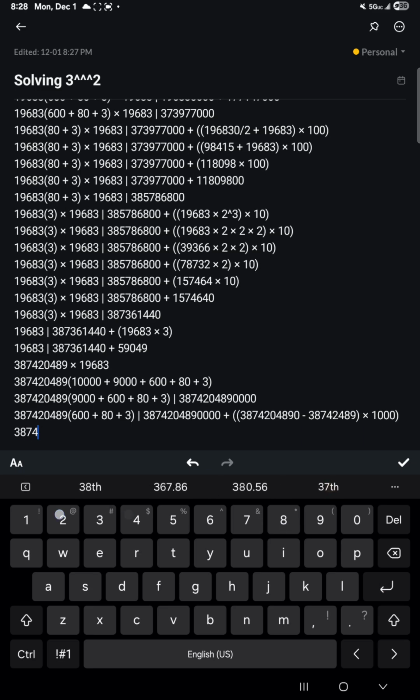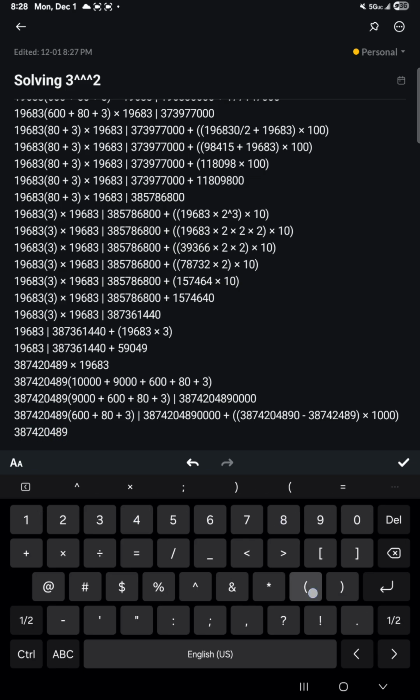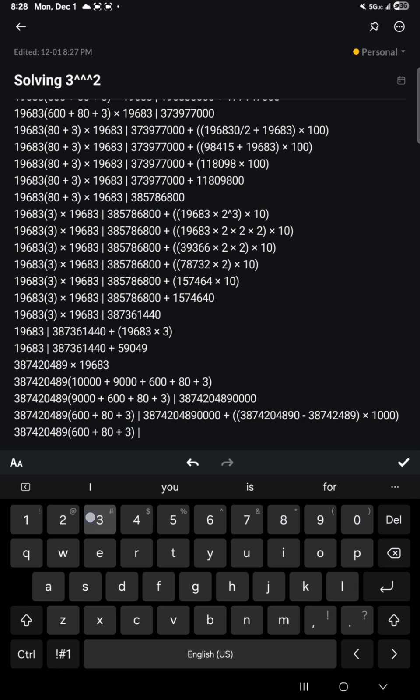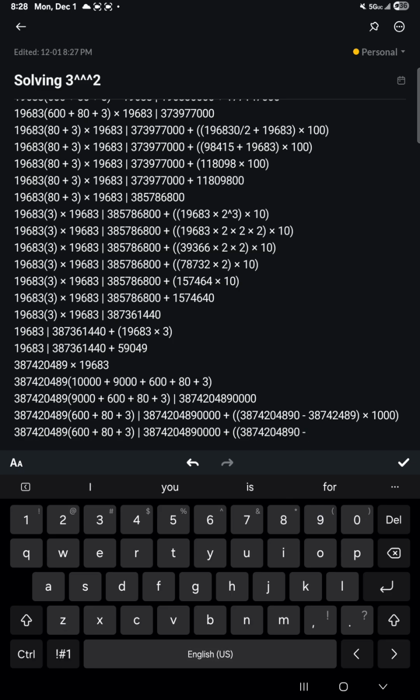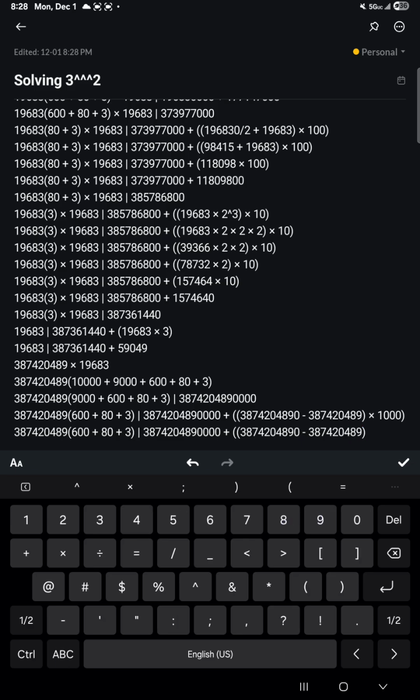The equation is so long, bro. I don't even know why I'm doing this. Well, let's find the difference for this.